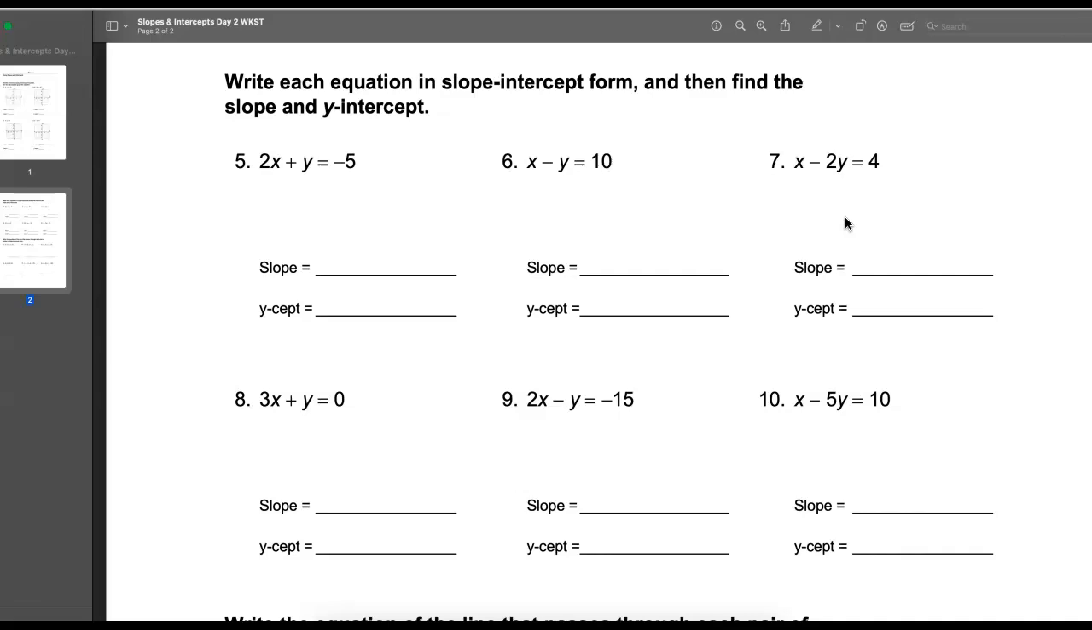Okay, do you remember what slope-intercept form is? What is slope-intercept form? Tyler? Solving for y. So it needs to look like this. Y equals mx plus b, where m is the slope and b is the y-intercept. Okay, so we want to take this equation and solve for y. If I solve for y, I have to subtract 2x from both sides.